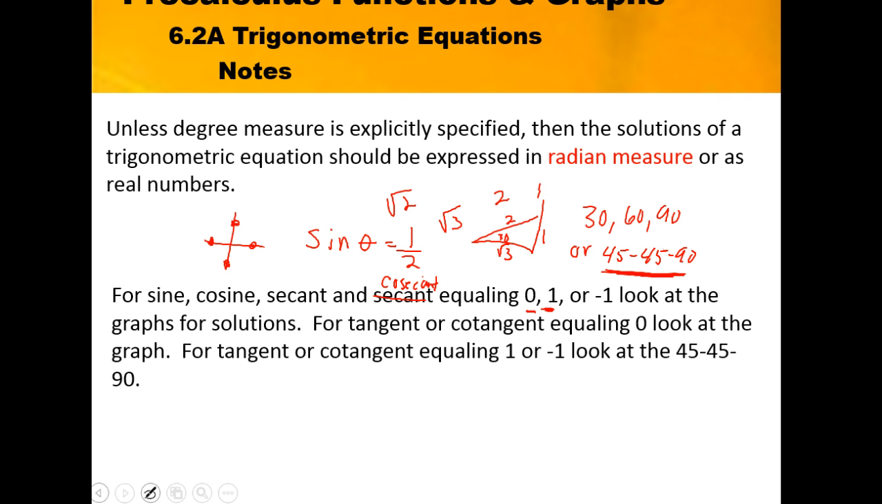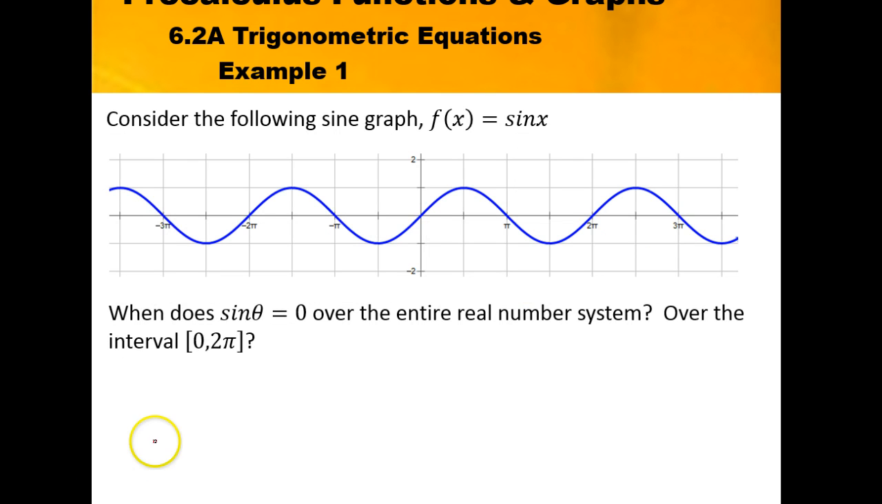Okay. So we're going to go on to the next slide. Okay, so we're looking at this graph. This is a sine graph. Pretty good at that. I want to know when does sine theta equal 0 over the entire number system and also over the interval 0 to 2 pi. So for all of these questions, we're going to be looking at over the whole number system and then over the interval 0 to 2 pi.